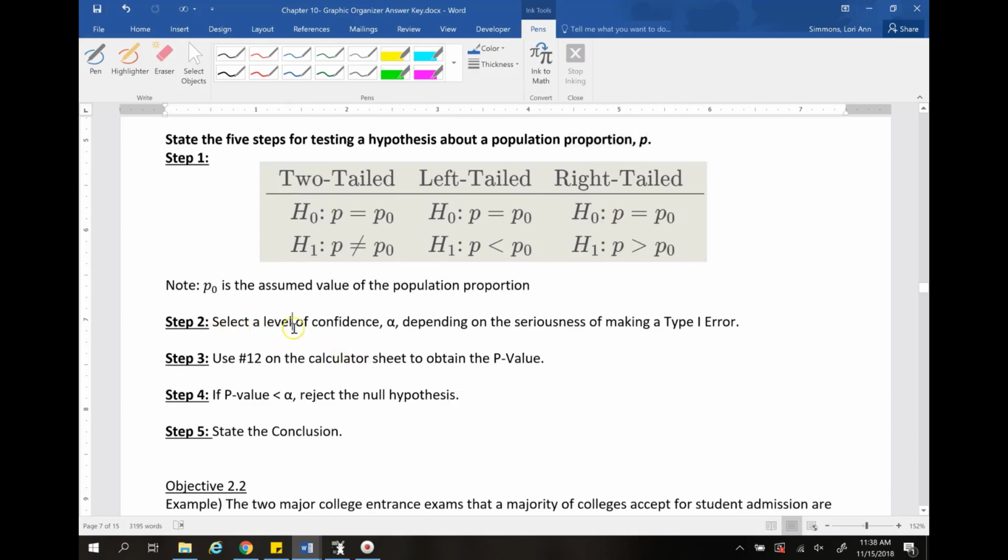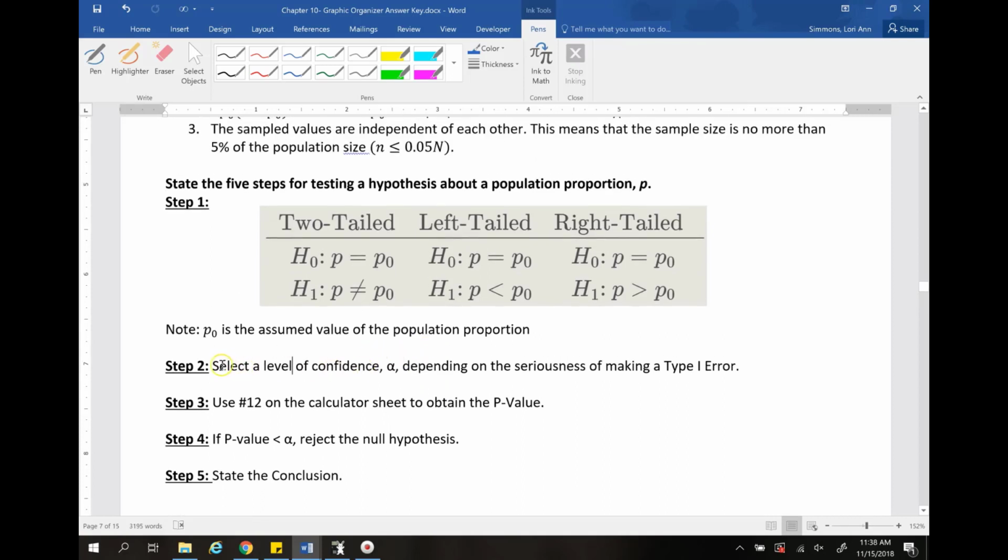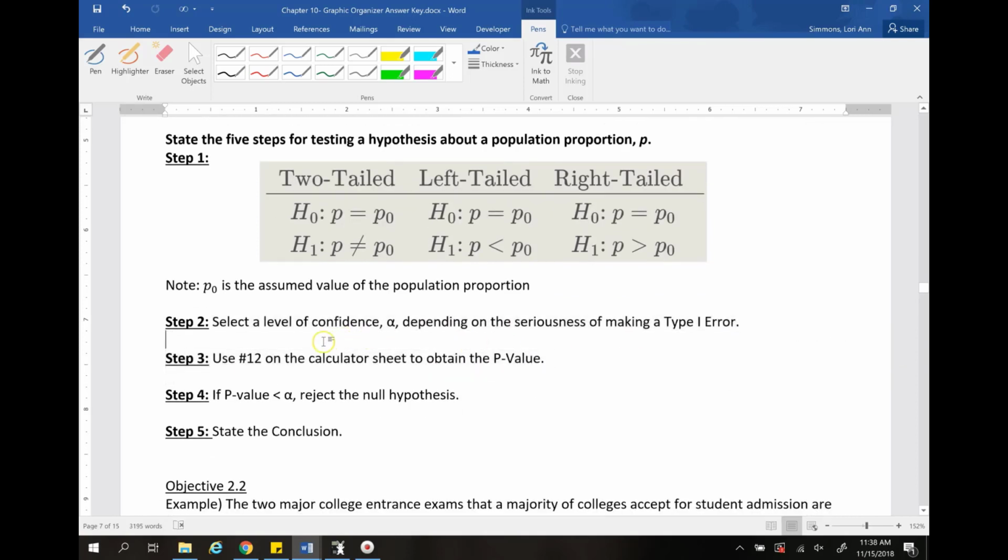Step 2 is select a level of confidence alpha, depending on the seriousness of making a type 1 error. This in this course will be given to you for every question. If you are doing this outside of this class, you will have to determine what you want your alpha to be, depending on the seriousness, again, of making a type 1 error. Type 1 errors and type 2 errors were discussed in lesson 10.1.